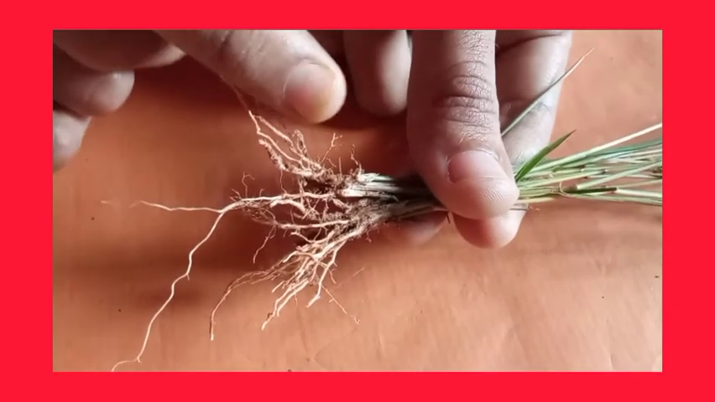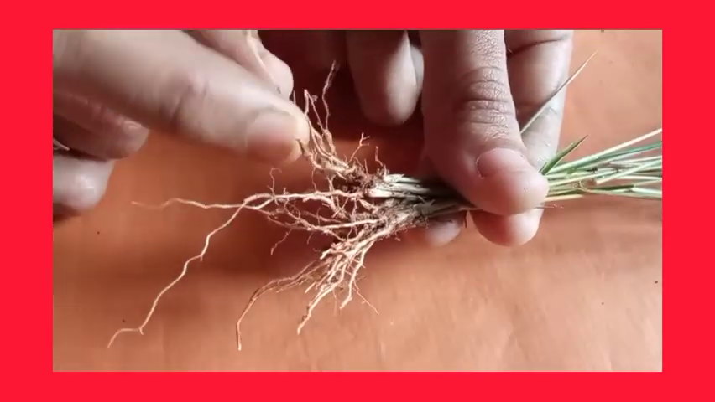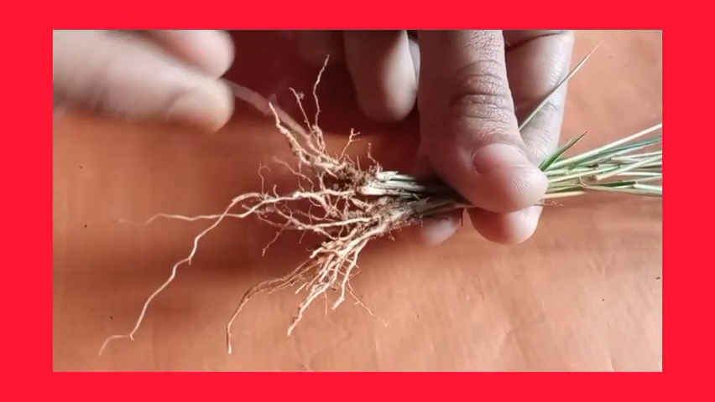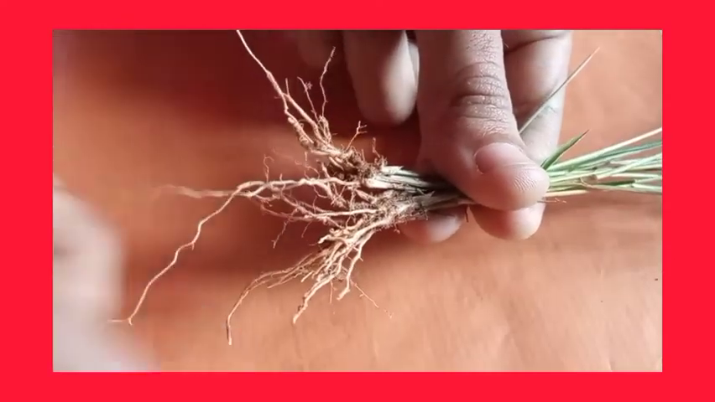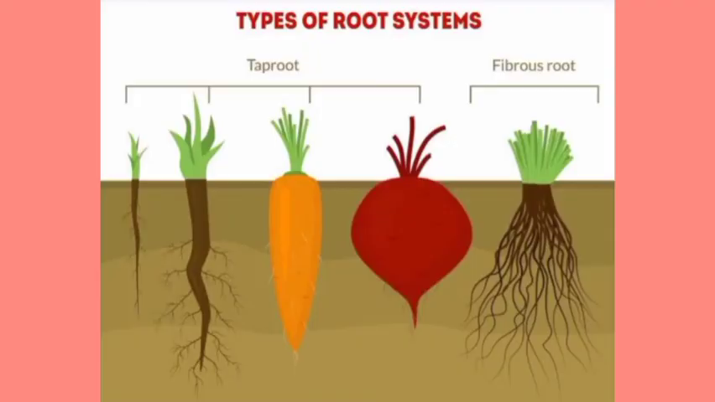Here you can see another type of root. It does not have a main root. All roots seem similar, and these are called fibrous roots. Here you can see the examples for taproot and fibrous roots.